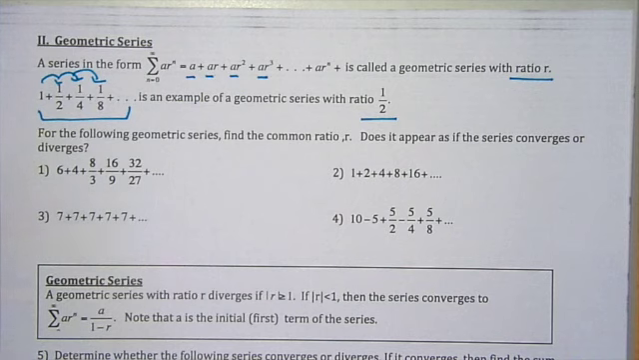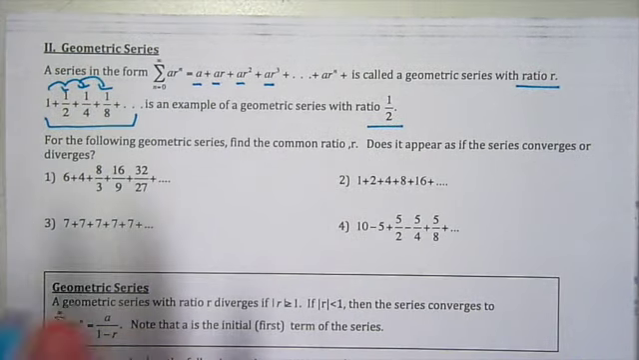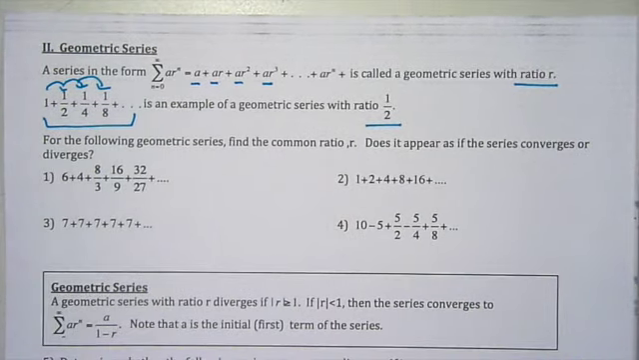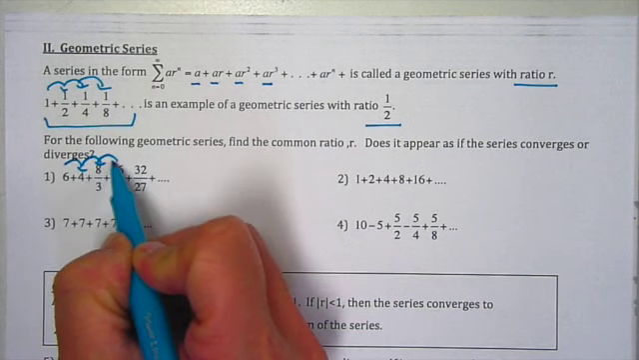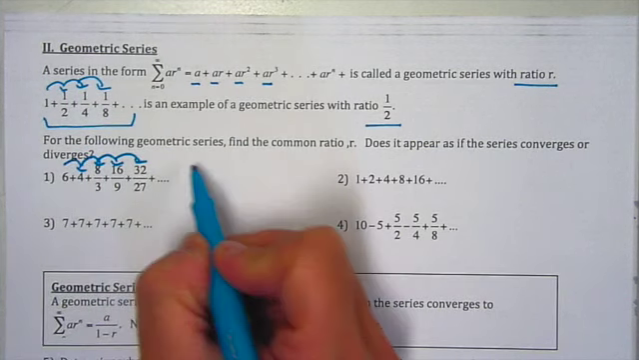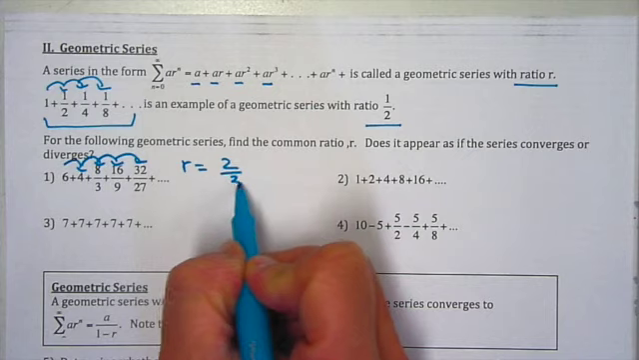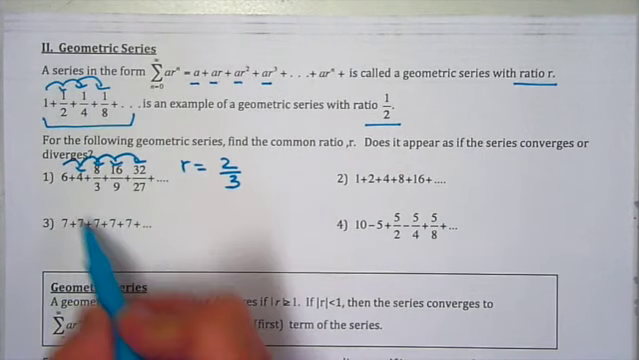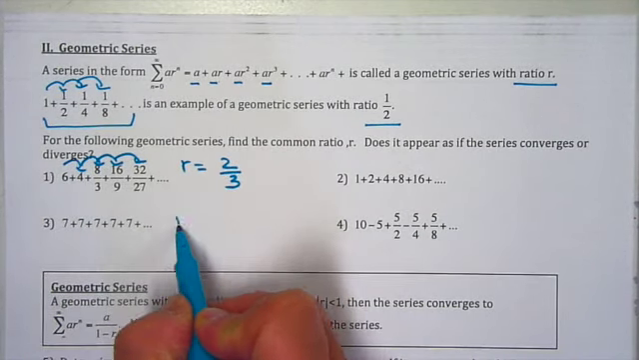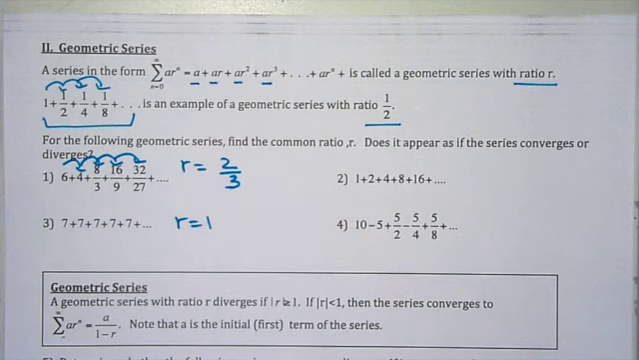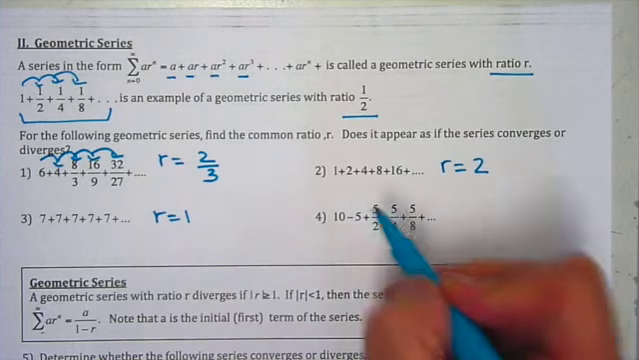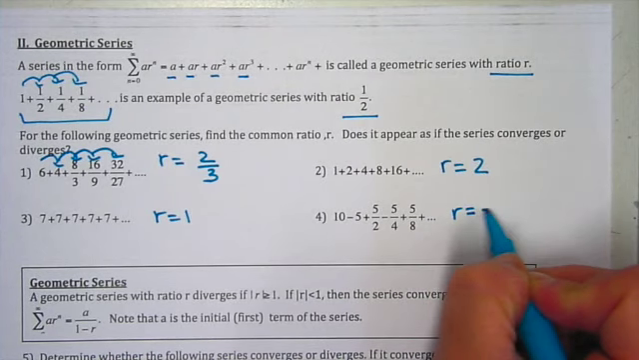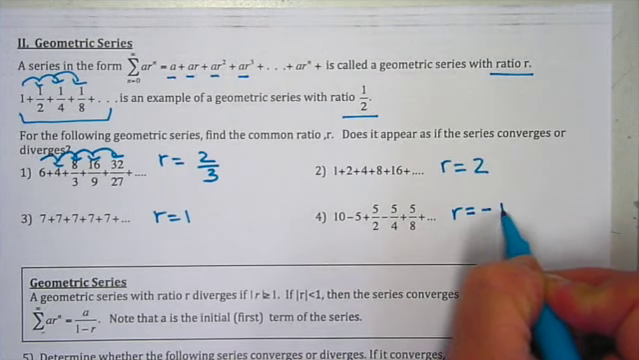So the first thing we want to be able to do is, given a geometric series, come up with the R value. So what number are we multiplying by to get to the next number? Your R value is 2/3. This one, it's 7 plus 7, so you're just multiplying by 1 every single time. This one, you're multiplying by 2 every single time. And then this one, you are multiplying by a negative number, and it looks like it's negative 1/2 every single time.